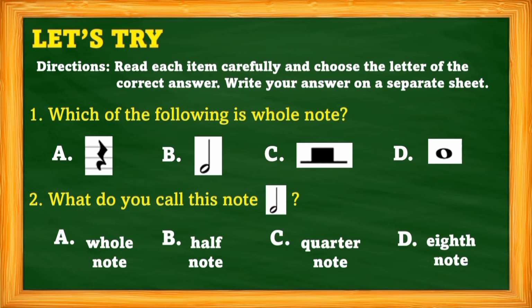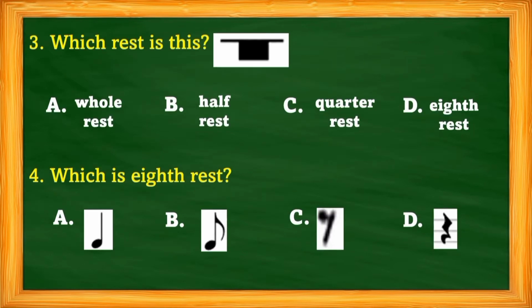Number 1. Which of the following is whole note? Letter A, letter B, letter C, or letter D? Number 2. What do you call this note? Letter A, whole note. Letter B, half note. Letter C, quarter note. Or letter D, eighth note.